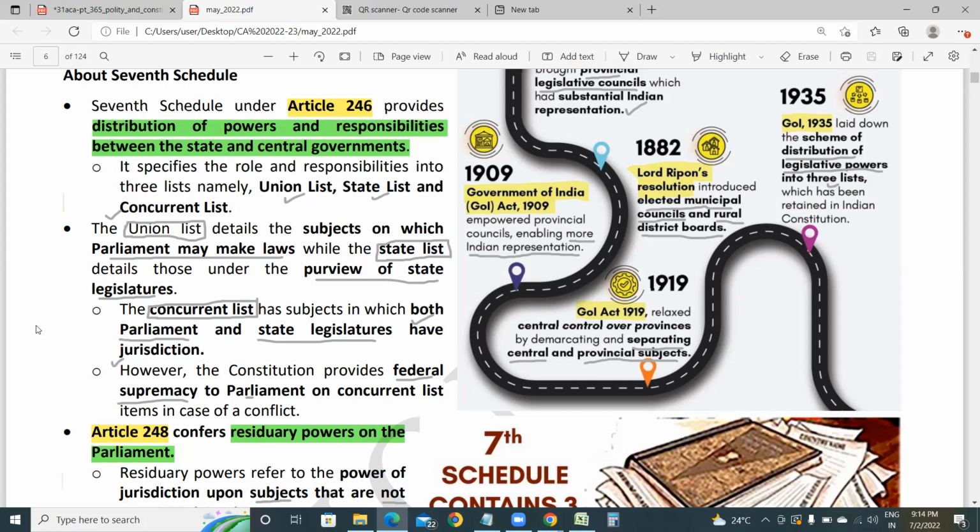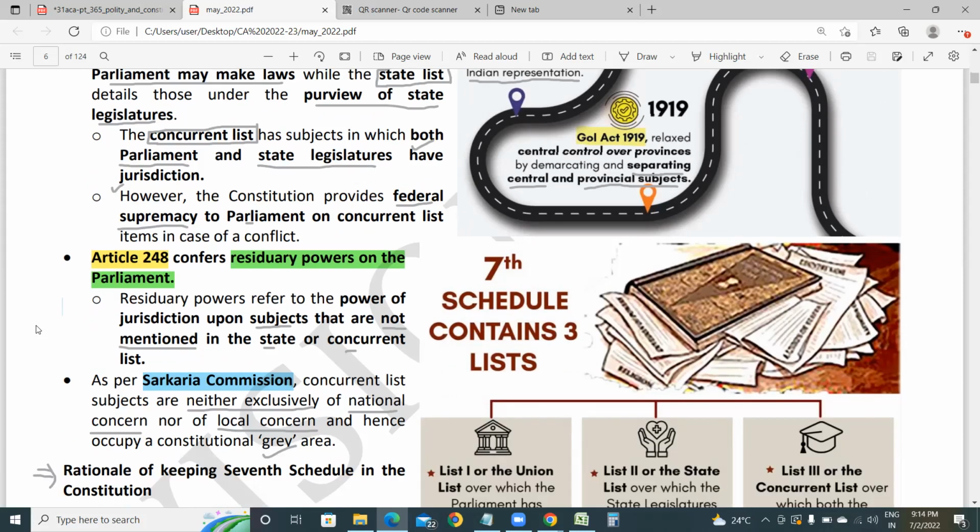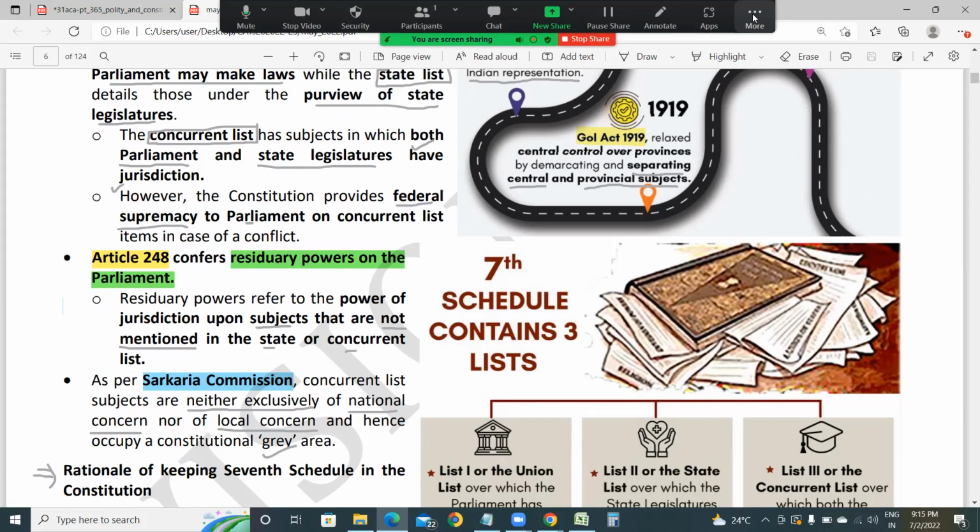This means when parliament and state legislatures simultaneously make a law on the same subject, the law of parliament will prevail over the state legislature's law. Article 248 confers residuary powers on the parliament. Residuary powers refers to the power of jurisdiction upon subjects that are not mentioned in the state or concurrent list.